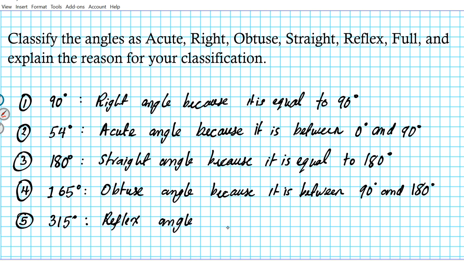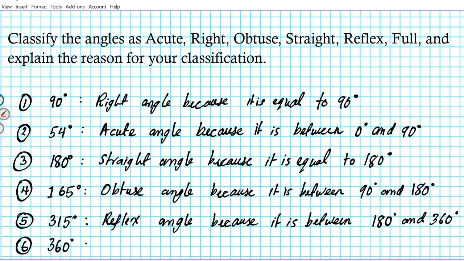It's a reflex angle because it is between 180 degrees and 360 degrees. And the last question, what if we have an angle that measures 360 degrees? What kind of angle is this? This is known as a full angle.